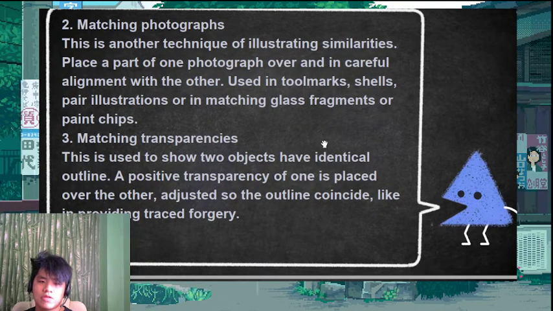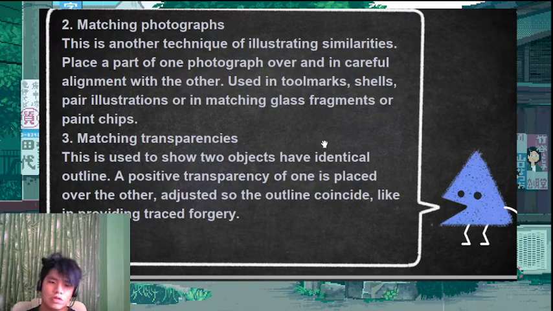And matching photographs. This is another technique of illustrating similarities. Place a part of one photograph over, in careful alignment with, the other. Used in tool marks. So, yung parang complete the picture. Nasa side yung picture ng tool mark at yung tool na ginamit sa other side din. Tapos, nagtugma. So, matching photographs.